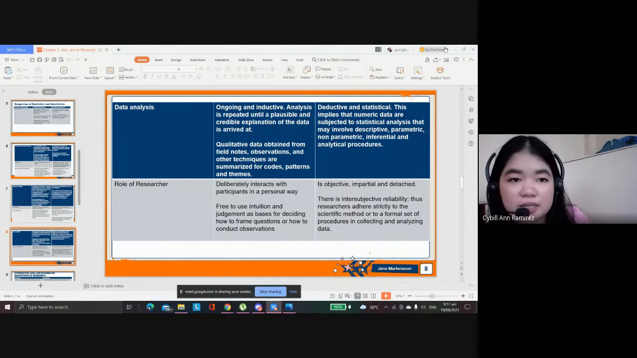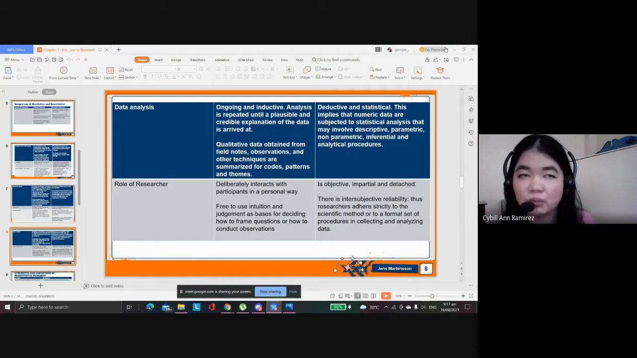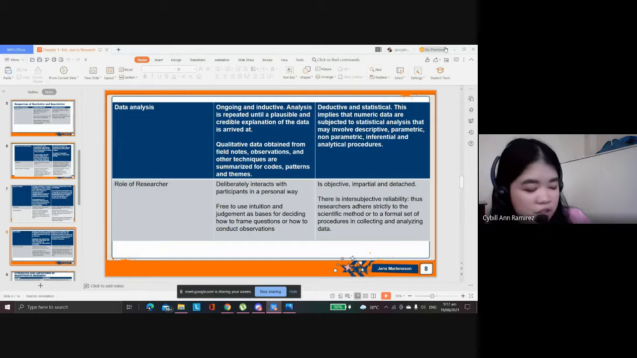Quantitative is very, very precise, and qualitative is ongoing and inductive. Analysis is repeated until a plausible and credible explanation of the data is arrived at. While quantitative is deductive and statistical. This implies that numeric data are subjected to statistical analysis that may involve descriptive, parametric, non-parametric, inferential, and analytical procedures. The quite common statistical analysis in a research paper, especially if you're using quantitative, is either descriptive, yes or no, and sometimes inferential if you have inferential questions in your statement of the problem.